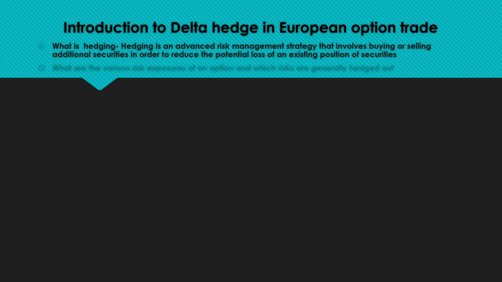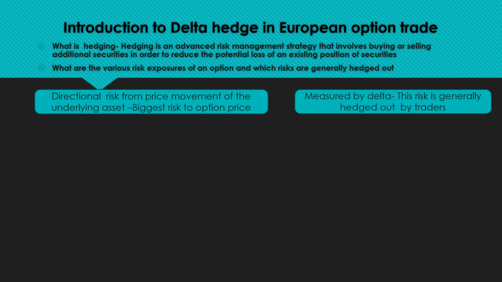Now, what is hedging? Hedging is an advanced risk management strategy that involves buying or selling additional securities in order to reduce the potential loss of an existing position of securities. Now, what are the various risk exposures of an option and which risks are generally hedged out? Directional risk from price movement of the underlying asset is the biggest risk to the option price, and it is measured by delta. This risk is generally hedged out by the traders.